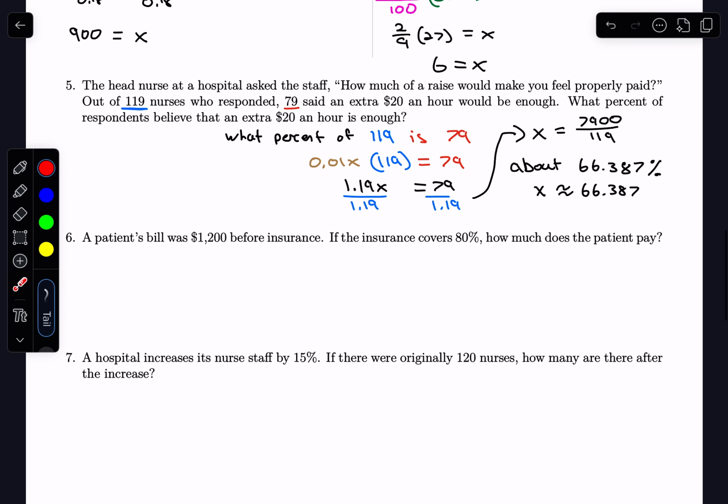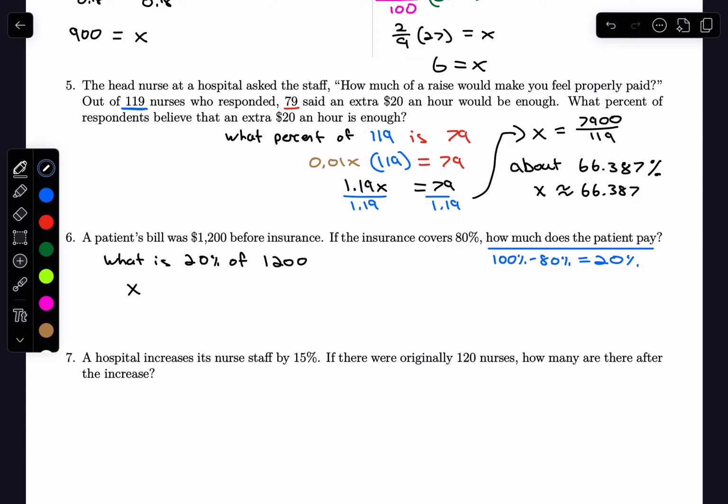All right, number 6. A patient's bill was $1,200 before insurance. If the insurance covers 80%, how much does the patient pay? So now, to be clear, the insurance is covering 80%, and this is asking how much the patient pays. So 100% minus 80% means that the patient is paying 20%. So then our new question becomes, what is 20% of the bill, which is 1,200? Okay, so we just have to figure out what is 20% of 1,200.